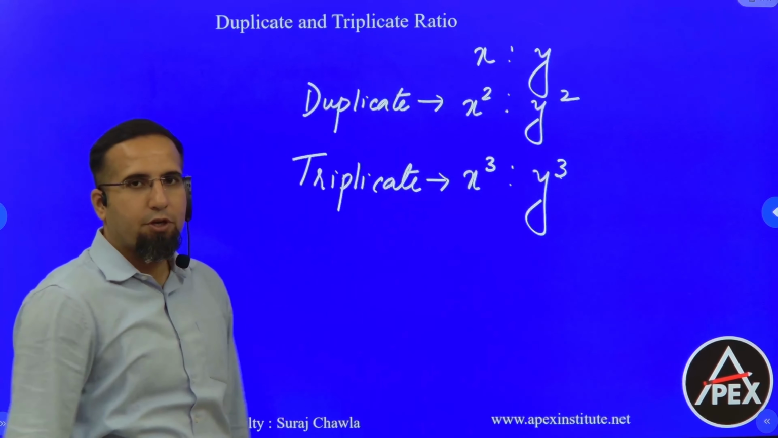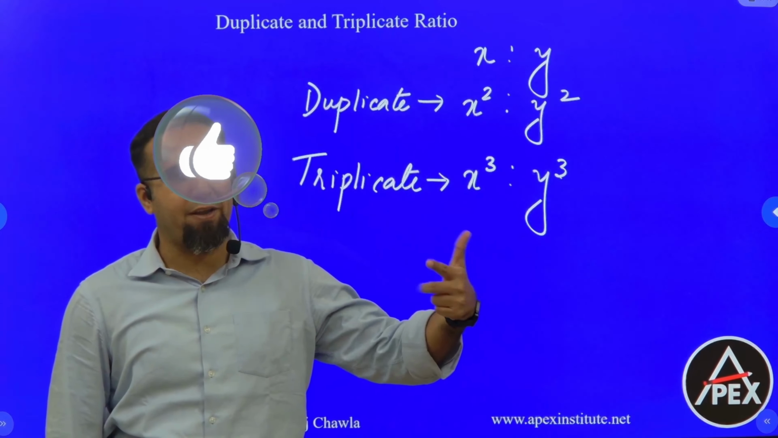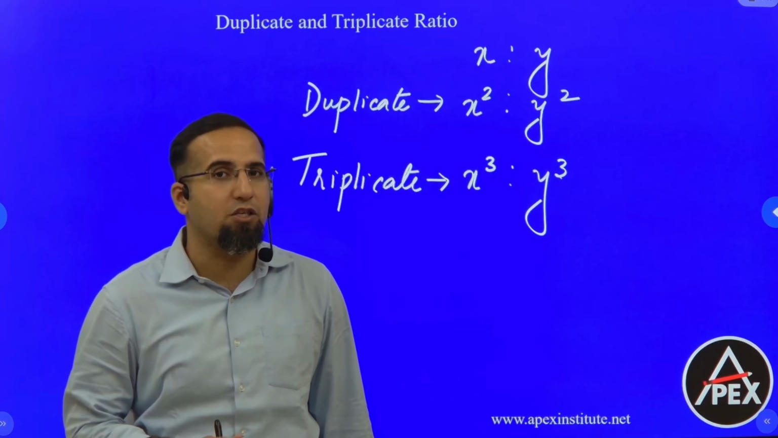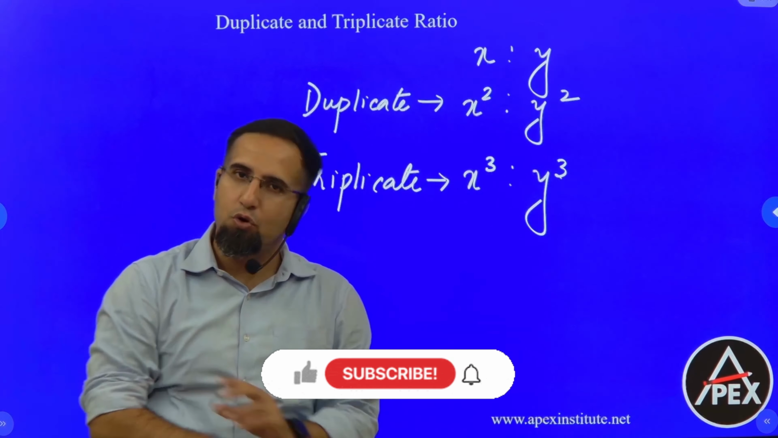Clear? So the first type of ratio we learned was inverse ratio. Then we learned duplicate ratio, and now we have also learned triplicate ratio. So triplicate ratio is x cube is to y cube, and duplicate ratio is x square is to y square.